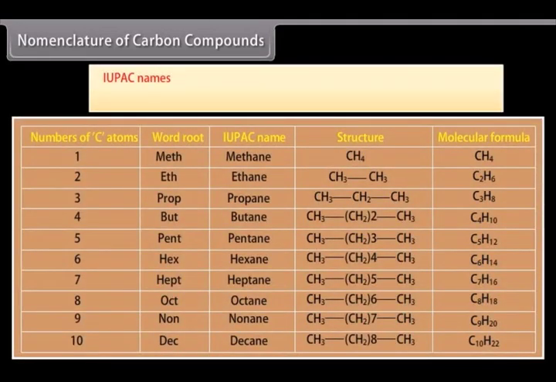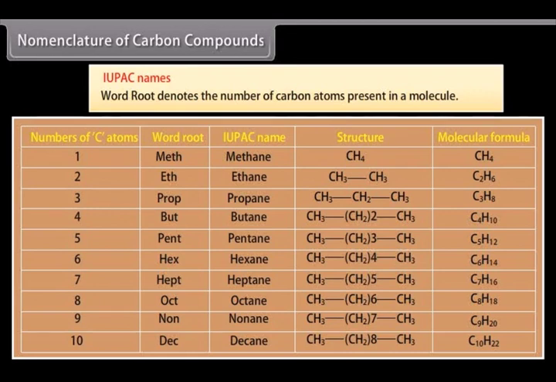IUPAC names. Carbon compounds now need to be named in a more systematic way. A committee called the International Union for Pure and Applied Chemistry, IUPAC, put forward a system of giving scientific names to carbon-based compounds. These names are followed all over the world and are called IUPAC names.